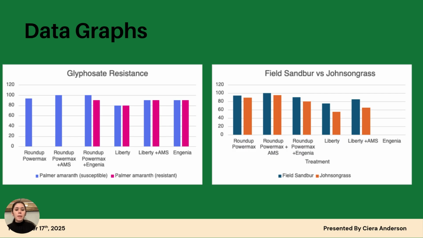If you look at the grassy weeds we're trying to control, the field sandbur and Johnson grass, the Roundup PowerMax is fairly effective in both of those categories, but the Engenia is not effective at all. This shows that Engenia might not be a good treatment strategy for grassy weeds.